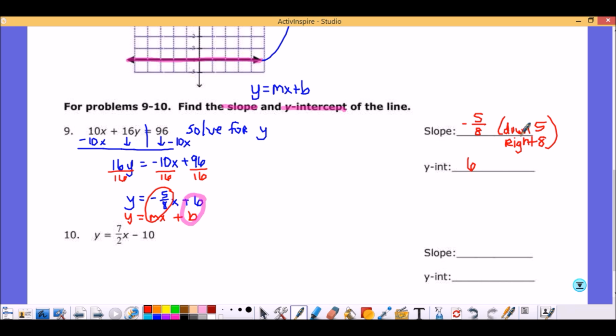All right, so problem number 10, I'm going to do the same thing. Well, luckily, this is in the y equals mx plus b form. So where would I begin? Where is my y-intercept? Be careful, this time the 10 is negative. So my y-intercept is at negative 10. And my slope is 7 over 2. So that means I would go up 7 and then to the right 2 because they're both positive.